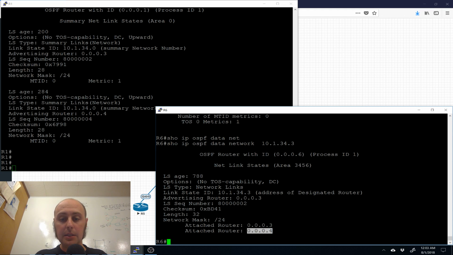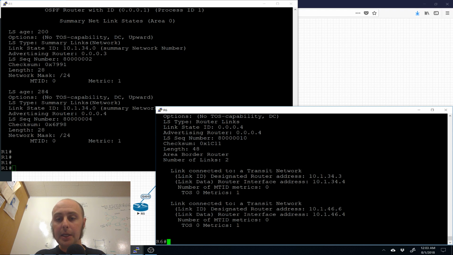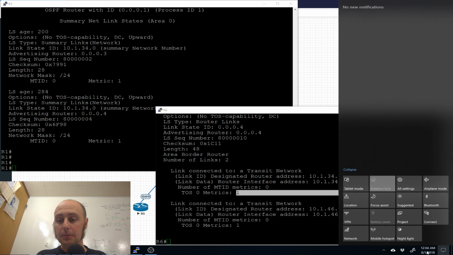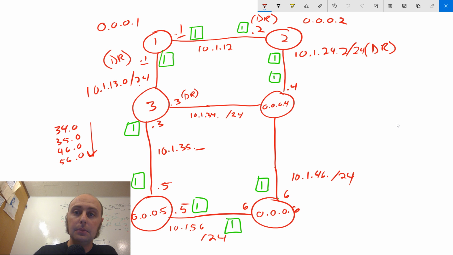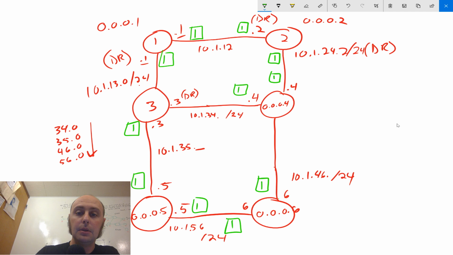I think lastly, let's hop over to router 4, show IP OSPF database router. And here's what we were just looking at. 10.1.34.4. We can pencil that in, and we saw that 3 was the DR, and it's a cost of 1. Okay, if we indicate our costs, I think we have it all the way across the board.